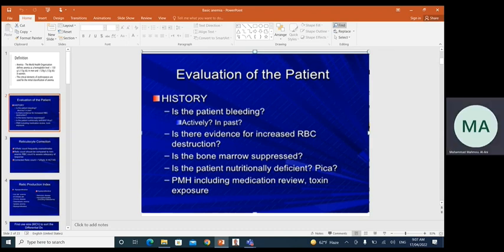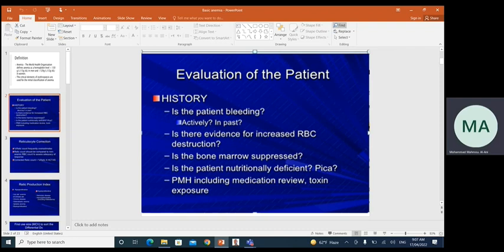Is the patient nutritionally deficient? In the history, the family tell you that the child is eating clay, or he is taking the plaster from the wall. This is called pica.